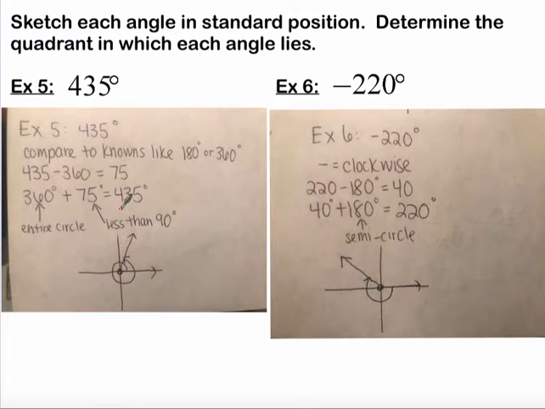So our entire angle, our 435, is comprised of 360 degrees, or an entire circle, and then 75 degrees, so less than 90. Notice I've got my vertex at the origin, my initial side on the positive x-axis, and we're going to be going counterclockwise because this is a positive angle.